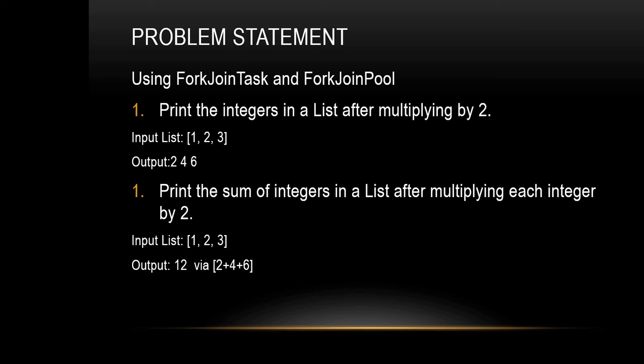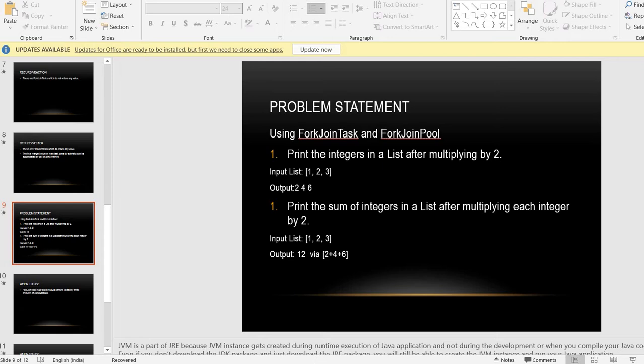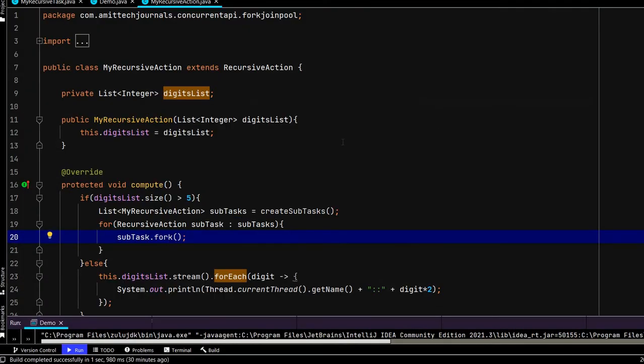The next one is that I have to print the sum of integers in a list after multiplying each integer by 2. Again, if my input list is 1, 2 and 3, all the integers in that list will first be multiplied by 2. So 1 will get converted to 2, 2 to 4, 3 to 6, and I then have to sum them up. So 2 plus 4 plus 6, I should get output as 12. Now let's see some code on how to achieve this using ForkJoinPool and ForkJoinTask.